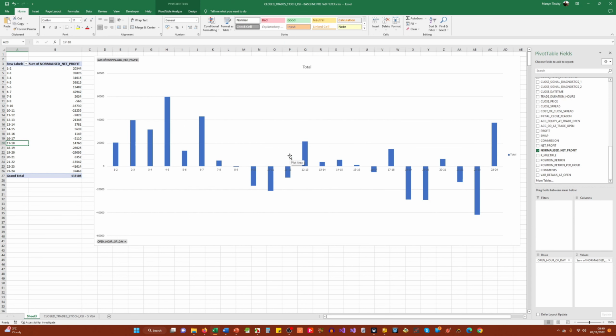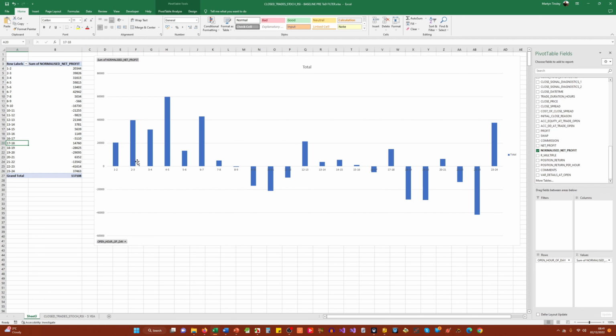So here, all of the trades that were opened between the hours of 1 and 2 in the morning are encompassed in this bar here. And so we can see overall, if you add up all of the profits and all of the losses of those trades, the net profit is just over 20,000 for those normalized position sizes.